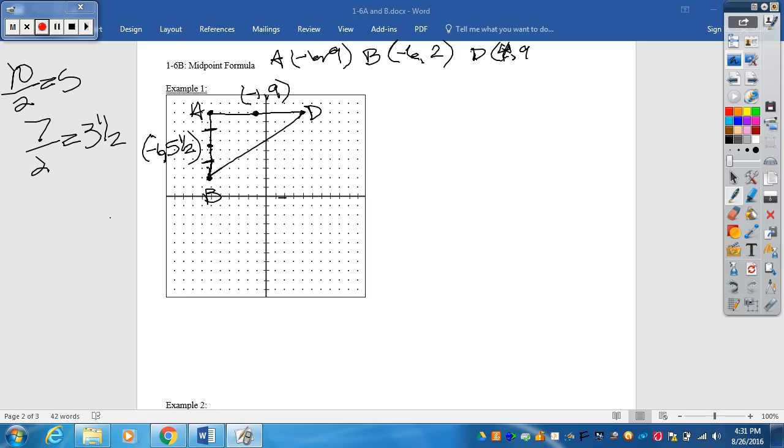On my paper, I call this point C, I call this point E. And so the question then became, well, how do I find the midpoint of BD? Well, it's not an issue of counting along that line right there. You could probably estimate pretty accurately, okay?